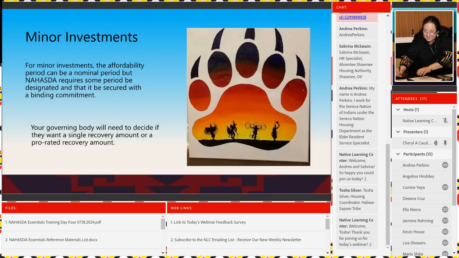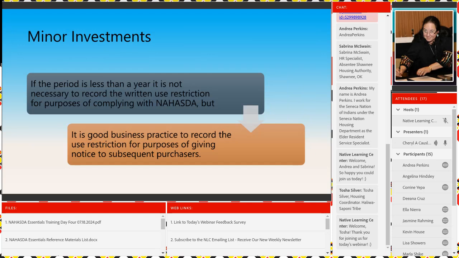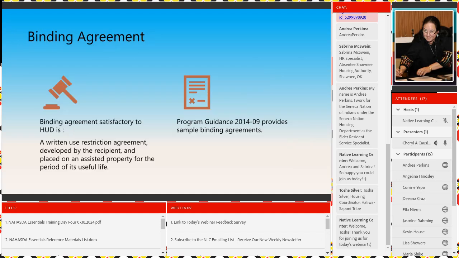higher amount. So for minor investments, the affordability period can be a nominal period, but NAHASDA requires some period be designated, it be secured with a binding commitment. Your governing body needs to decide if they want a single recovery amount or a prorated amount. For minor investments, if the period is less than a year, it's not necessary to record the written use restriction for purposes of complying with NAHASDA. It's a good business practice to record the use restriction for purposes of giving notice to subsequent purchasers.